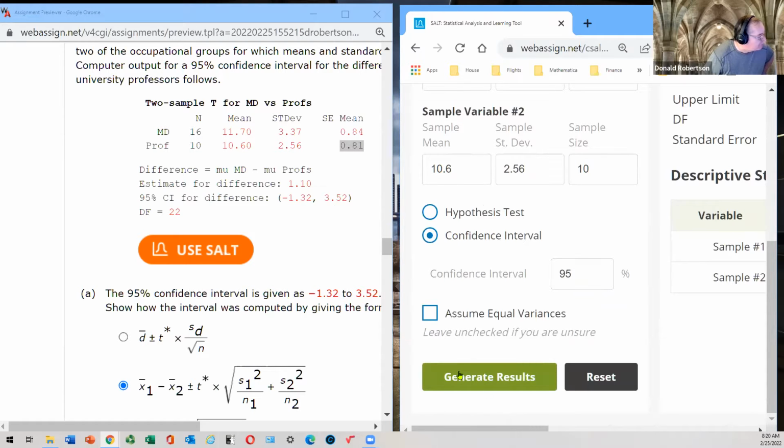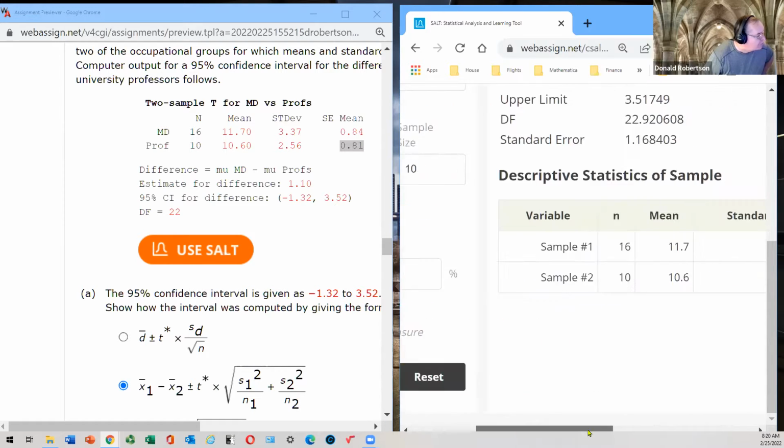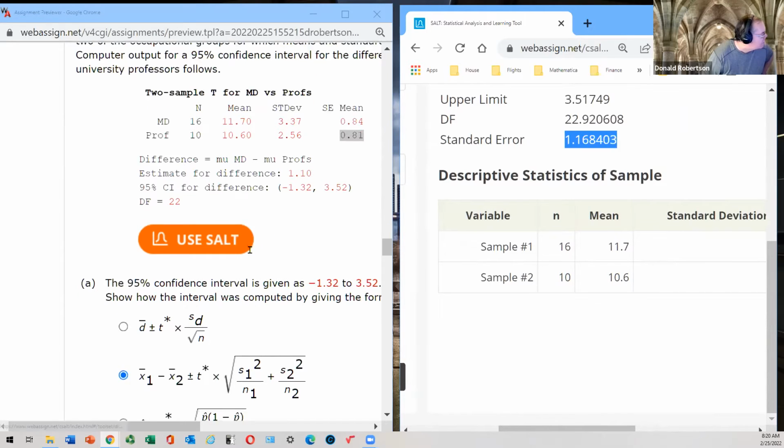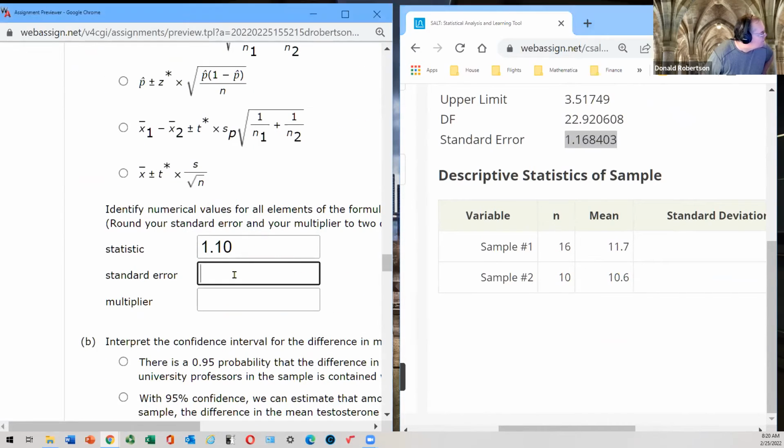Generate results. Make sure I did it. Generate results. Move over here. There's the standard error. And what do they want? 2 decimal places. And then they have the multiplier. Can you remember that multiplier was that little guy we called t star?